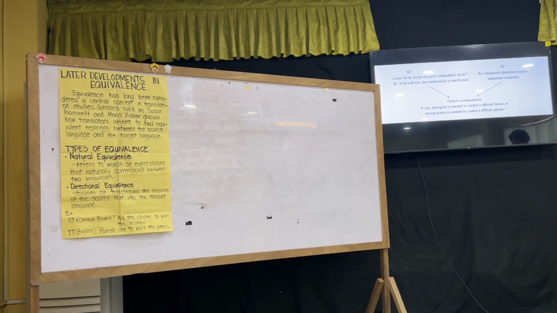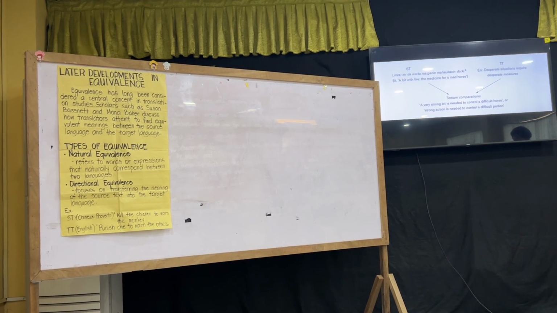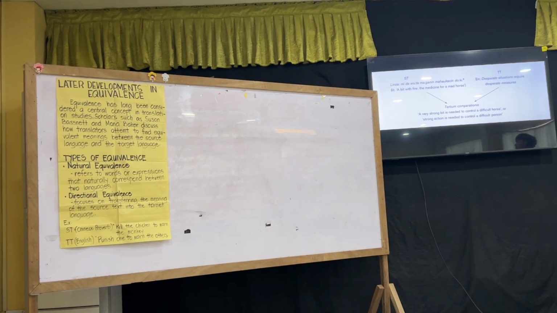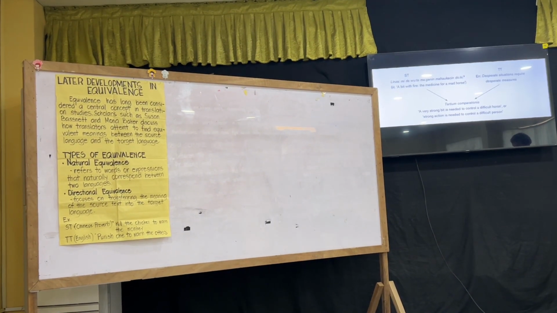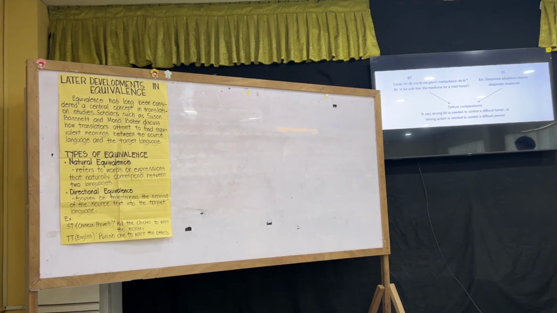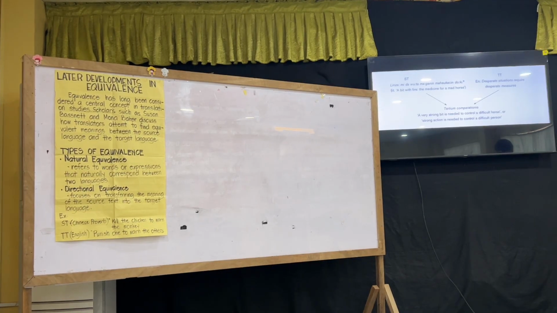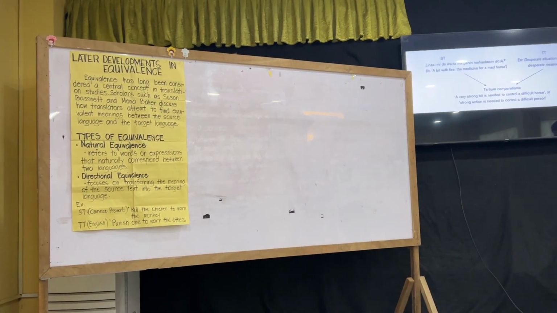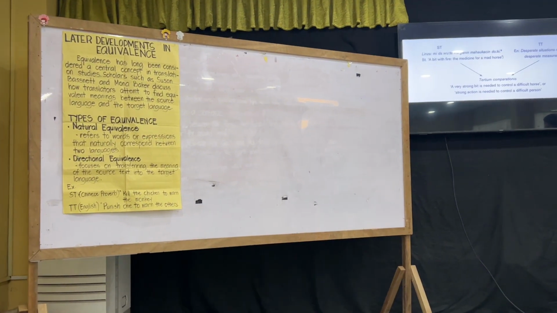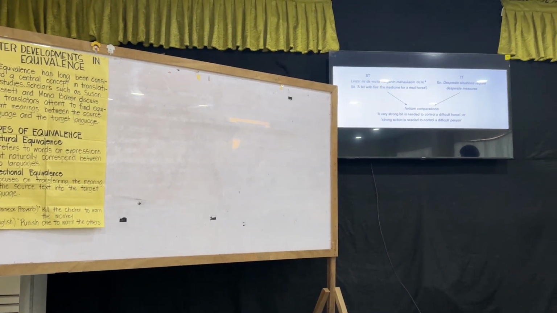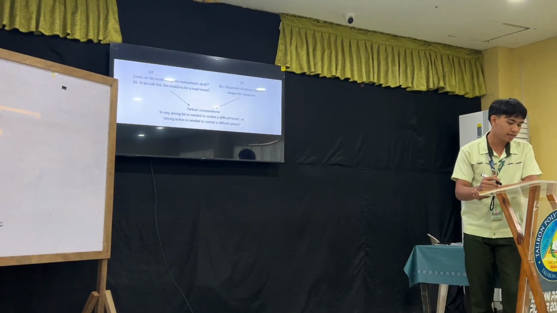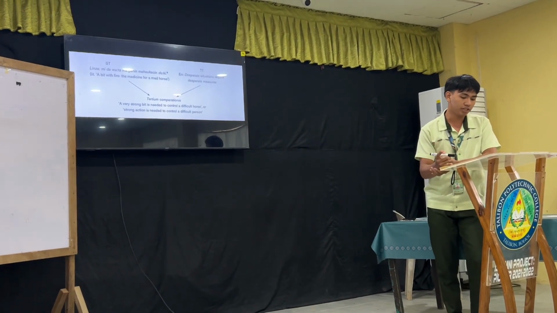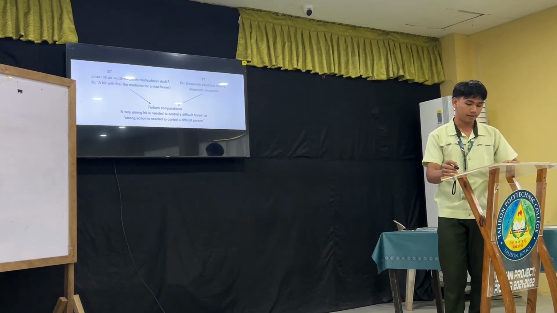Equivalence is considered an essential concept of translation. Scholars such as Susan Bassnett and Mona Baker discuss how translators attempt to find equivalent meanings between the source language and the target language. However, many researchers argue that equivalence is not always exact because translation is influenced by language, culture, and context.